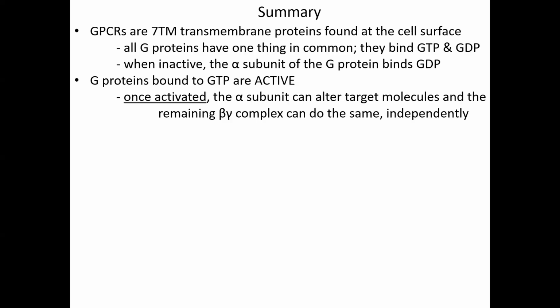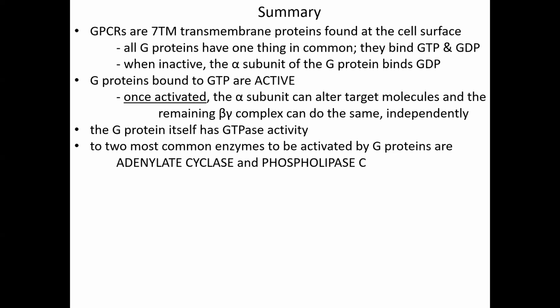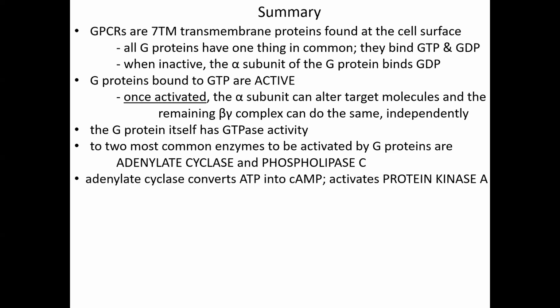Once a G protein is activated and it picked up GTP as a direct result of being nudged by the ligand-bound receptor, the alpha subunit can target some molecules. The beta and gamma subunits can do the same independently. And the G protein eventually will turn itself off due to its GTPase activity. The two most common enzymes, at least the ones that we spoke about here in this lecture, that are activated by G proteins are adenylate cyclase and phospholipase C.